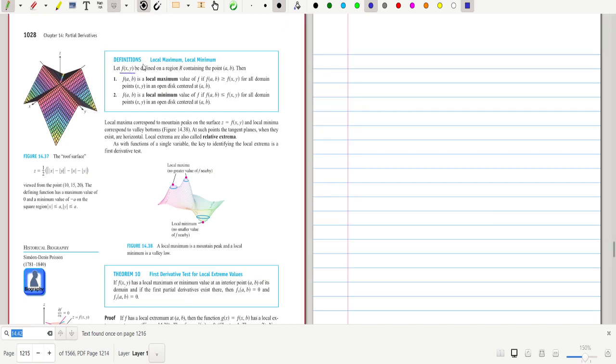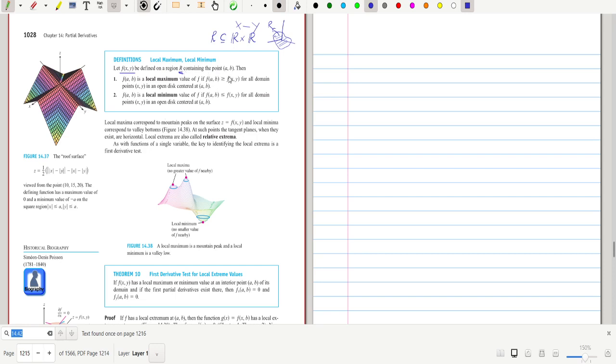Let f of xy be a function defined on a region R. This R is a subset of R cross R, or you can consider this R as a subset of the xy plane. If you are considering a function in xyz space, then a subset here is what we call R. Any subset can be R cross R itself, or the xy plane. So if this R is the domain of f of xy, then suppose R contains a point ab.